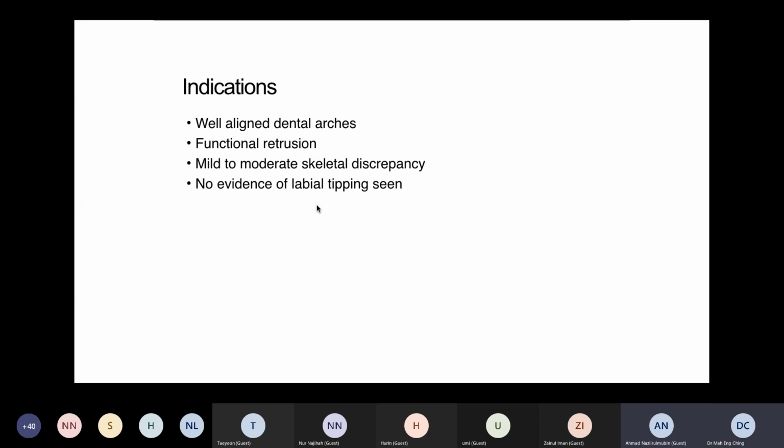Can someone turn off the mic? I think it's some noise from someone eating.